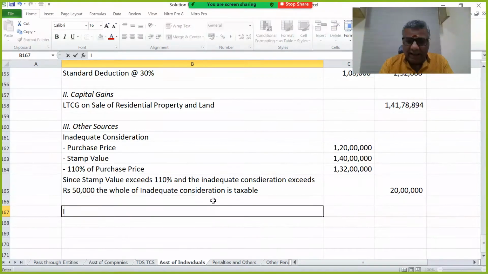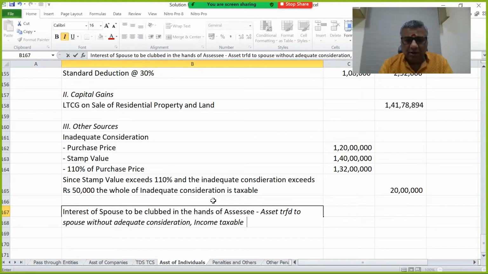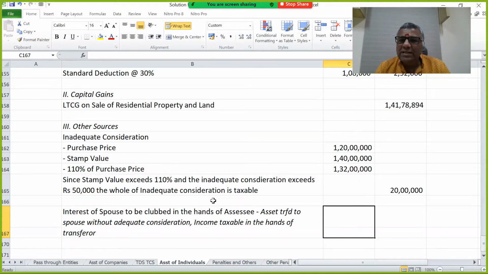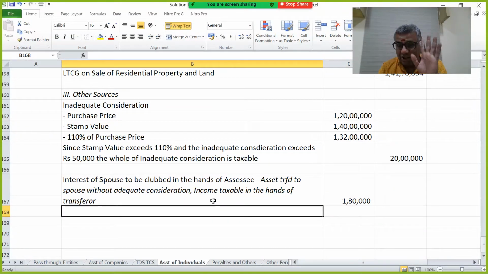So the interest of the spouse is to be clubbed in the hands of the assessee, that is Maneksha. Why? Asset transferred to spouse without adequate consideration, income taxable in the hands of the transferor. So in this case, the income of 1,80,000 is taxable in the hands of Maneksha.